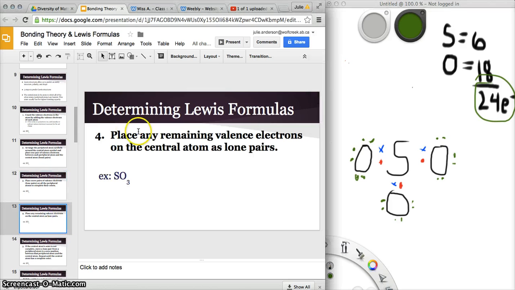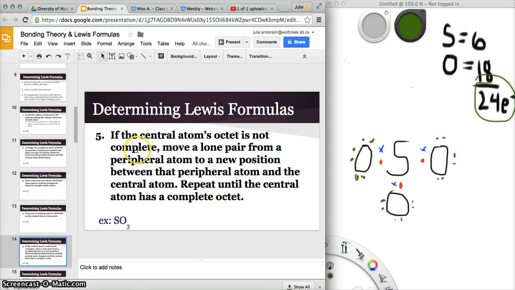All right. Now, any remaining valence electrons can be added onto the central atom as a lone pair. Well, in this case, we do not have any extra valence electrons. Now, as you'll notice, sulfur does not have a complete octet. So if the central atom's octet is not complete, what we need to do is move a lone pair from a peripheral atom to a new position between that peripheral atom and the central atom. We repeat this until it has a complete octet.